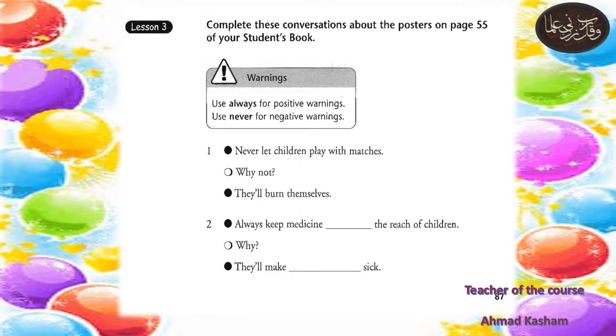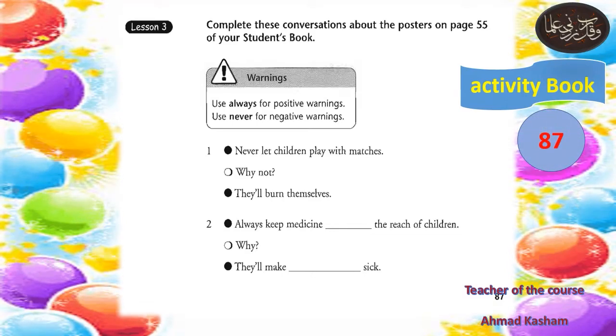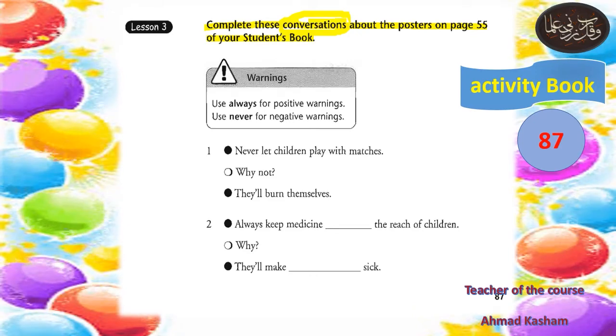And now my students, we come to the activity book on page 87. Now, what do we have here? Complete these conversations about the posters on page 55 of your student's book. So we have some conversations. All what I need is to fill in the blanks to complete these conversations. Now, we have here what we explained.